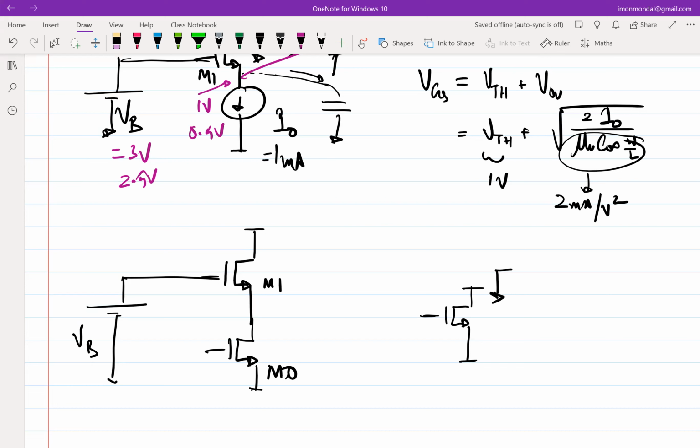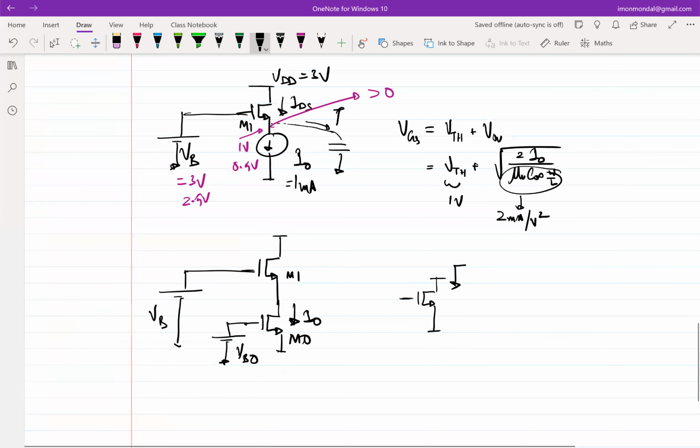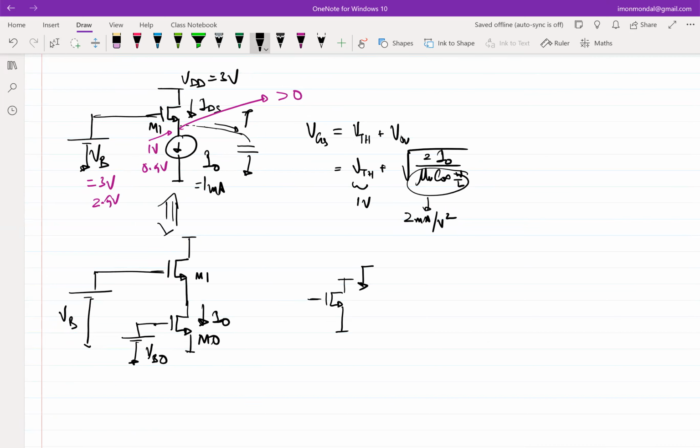If I ensure that this guy is in saturation, which means maybe I connect another battery, let's say VB0, then this current will be I0 corresponding to M0, and then these two configurations are identical, right? Do you see that? Okay. So now the question is, how do I bias M0? How do I bias M0 to ensure that M0 is in saturation?